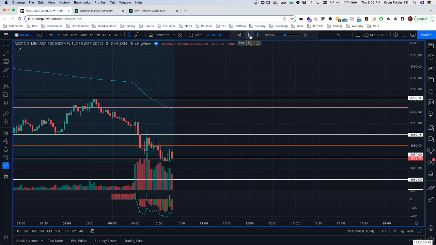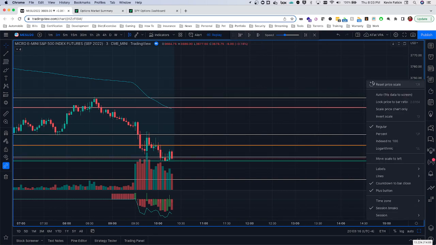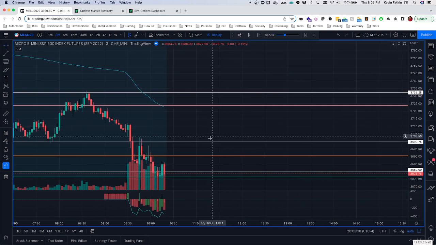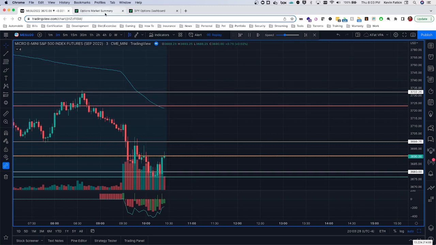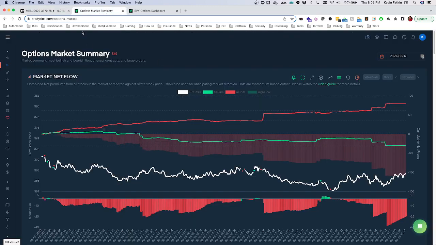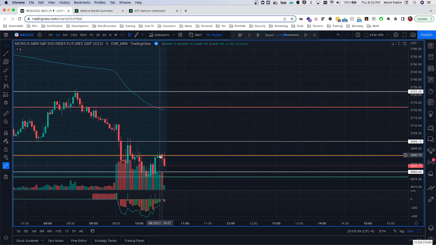I left my SPY puts running today because those I don't manage as heavily as I do my futures, and that's because futures can rack up wins or losses a lot faster. So I do trail my stops. My plan with my SPY options was to hold them until we saw a market structure break, and at this point you can see that we have yet to make a higher high, so there's no point to get out. Plus, if I flip back over here to the market net flow, we can also see puts just keep expanding.